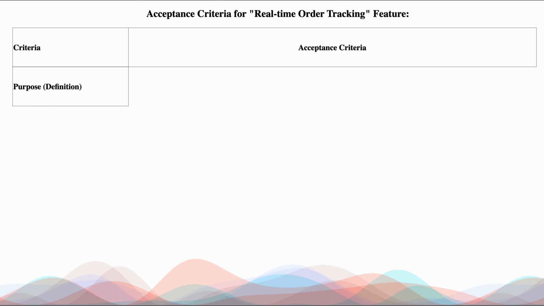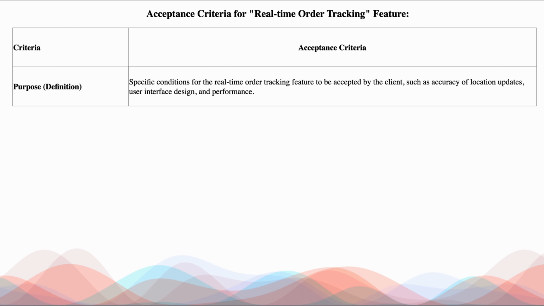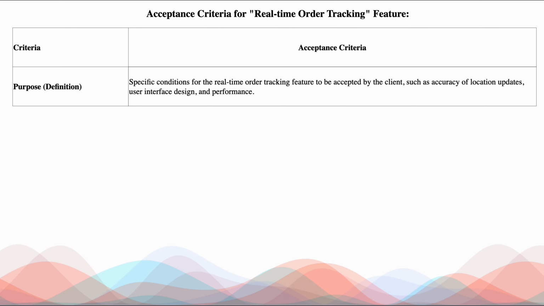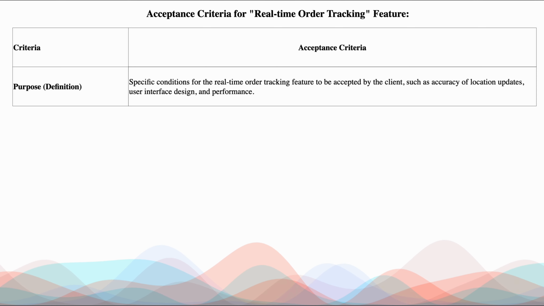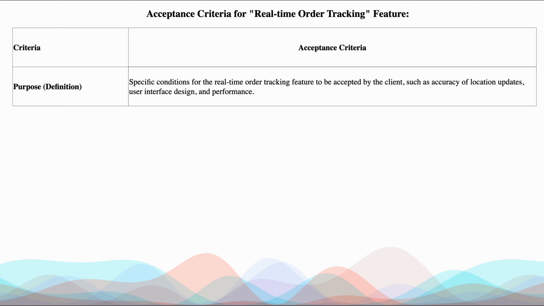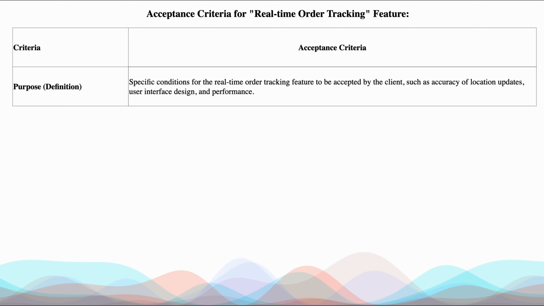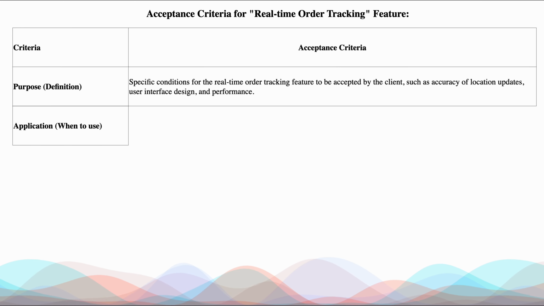So the purpose here is specific conditions for a real-time order tracking feature to be accepted by the client, such as accuracy of location updates, user interface design, and performance. These are the three conditions where the client will be accepting that particular feature. What is that? Location updates, interface design, and performance of the particular feature.